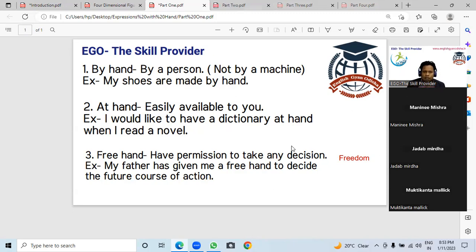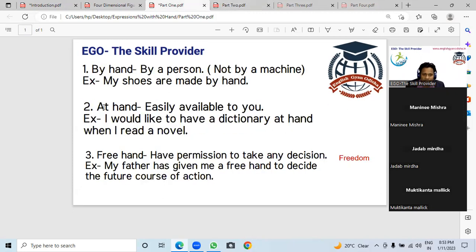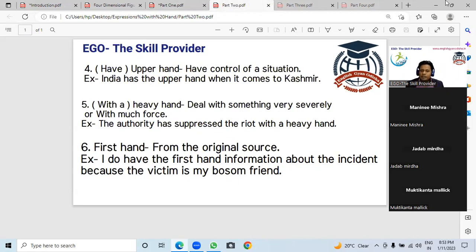Let me give you the second one. Have upper hand. Have upper hand. So look, everywhere you can find hand, hand, hand. Here also hand. So remember, whenever I say have upper hand, that is also have will be compulsorily used. This is called collocation.